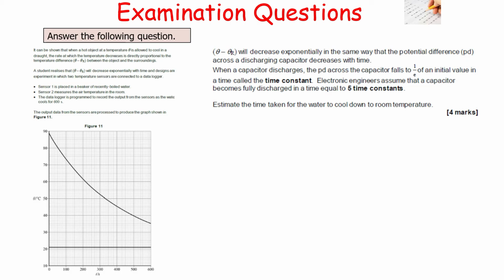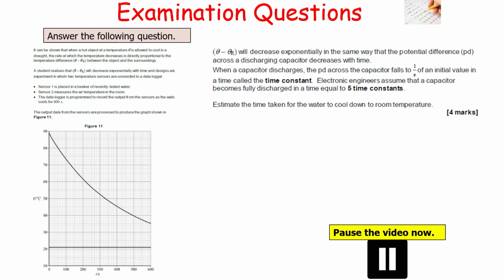So this change will decrease exponentially in the same way as the potential difference across the discharging capacitor decreases with time. When a capacitor discharges, the PD across the capacitor falls to 1 over e of its initial value in a time called the time constant. Electrical engineers assume the capacitor becomes fully discharged in a time equal to 5 time constants. Estimate the time taken for the water to cool down to room temperature. So pause the video now, then unpause the video when you want to go through your answer.